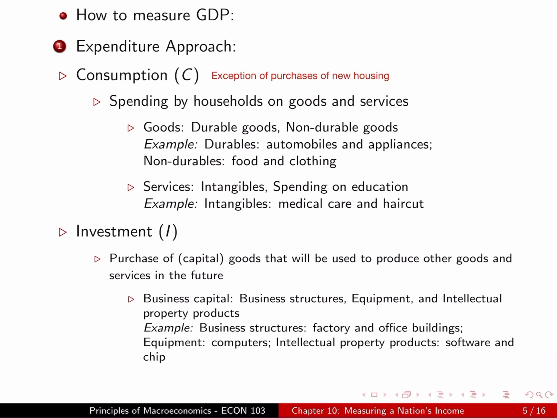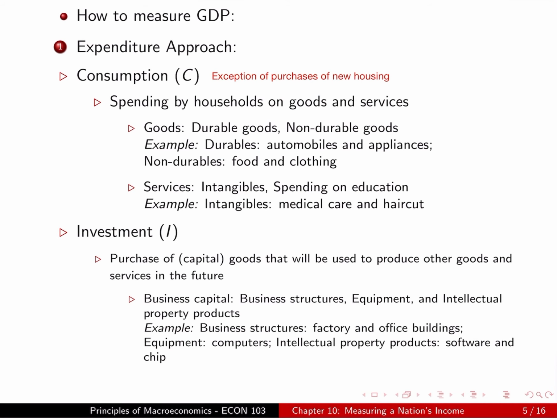Note that purchases of new housing are not included in consumption spending. Investment spending, I. This refers to spending on capital goods that will be used to produce other goods and services in the future. This includes business capital, for example, business structures such as factory and office buildings, equipment such as computers, and intellectual products such as software and chips.